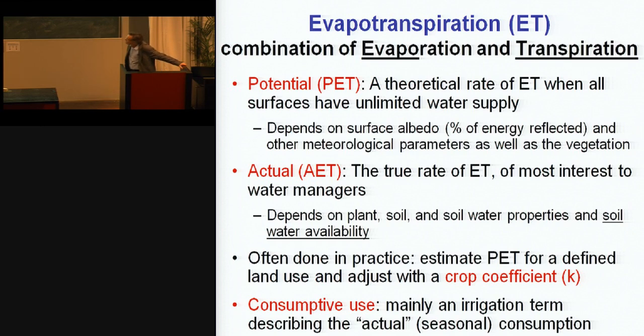Now, evapotranspiration, again, that term which I don't like too much. It's a combination of evaporation and transpiration. There we distinguish potential evapotranspiration. It's a theoretical rate of ET when all surfaces have unlimited water supply. So there's no water shortage, and transpiration and evaporation are at their maximum fluxes. It depends on the albedo, of course, and on meteorological parameters and the vegetation.